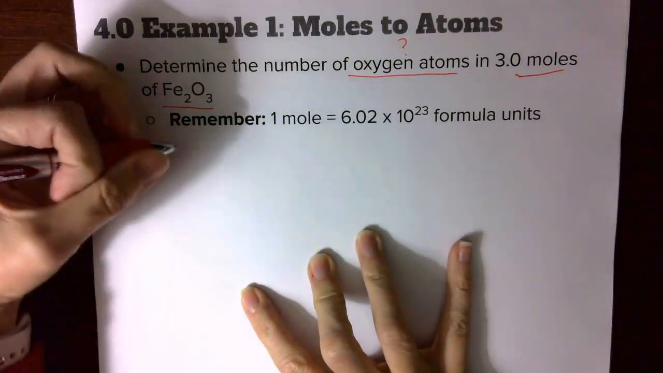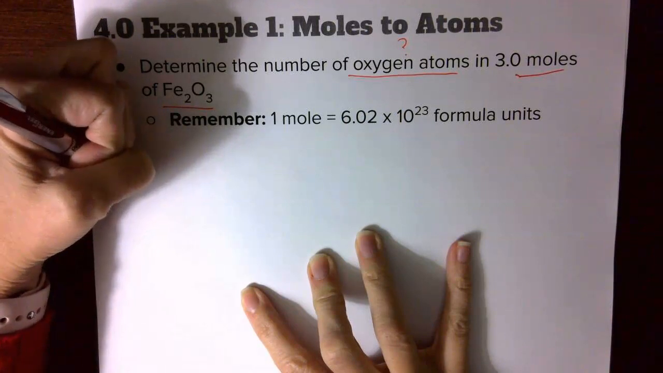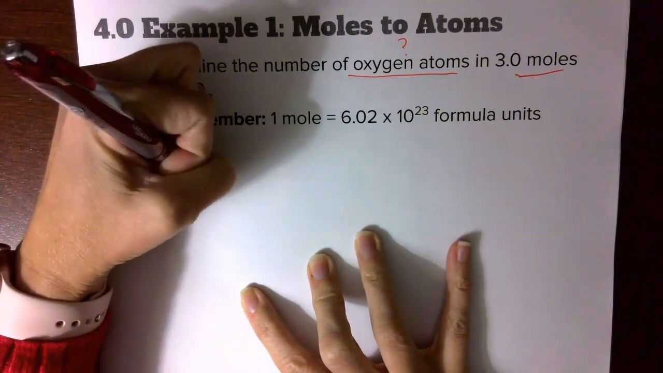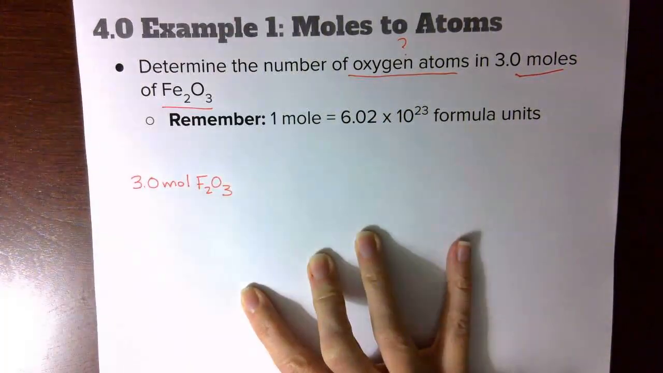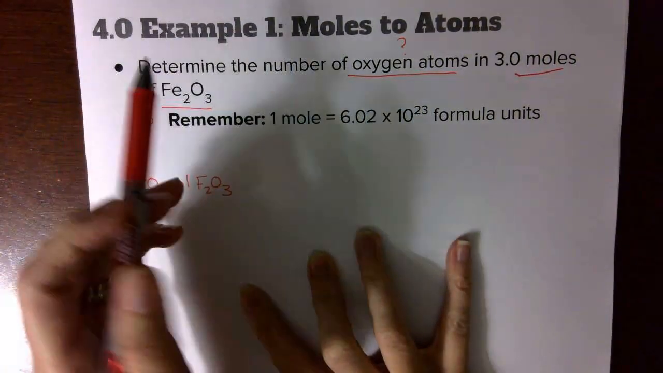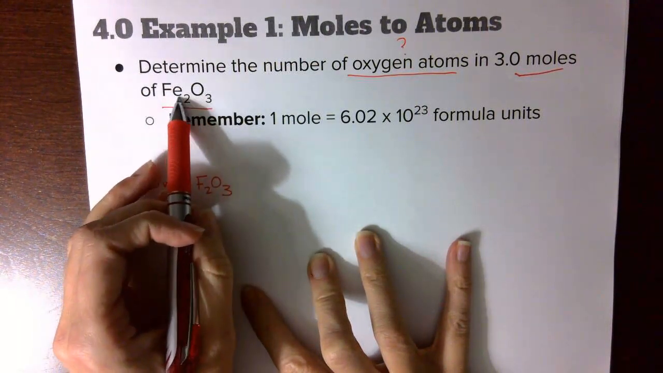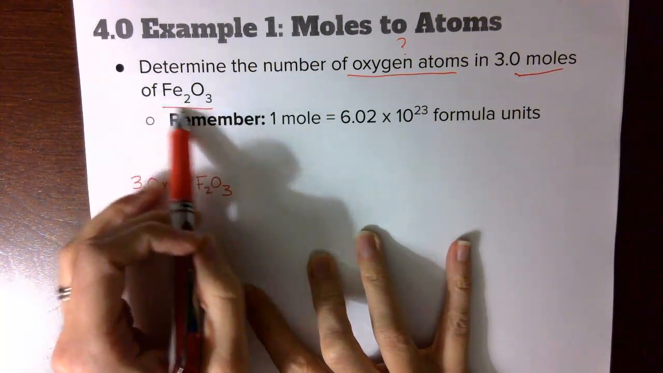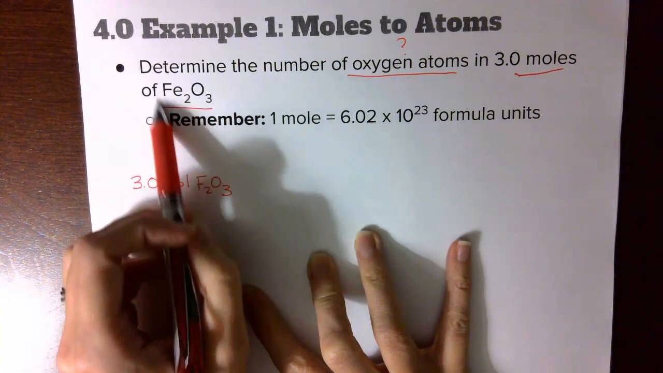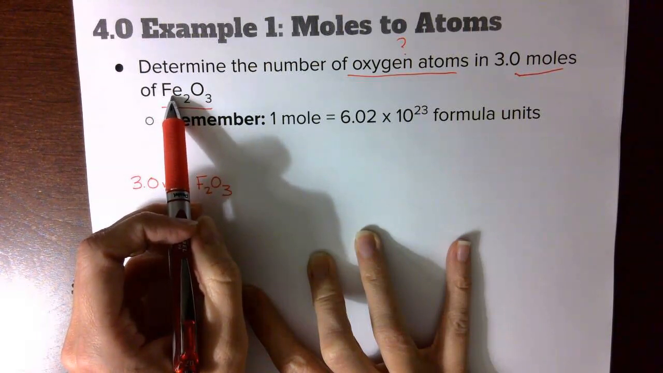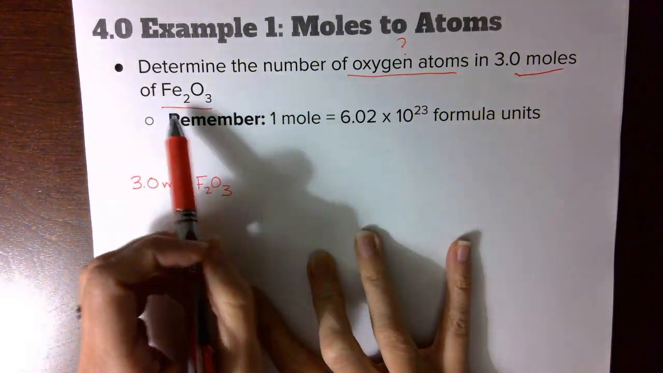Okay, so we're going to start by writing down our starting value, which is 3.0 moles of Fe2O3. All right, so the problem is in last unit we were just given elements. Here we're given a compound. So the number of formula units or of molecules of Fe2O3 is not equal to the number of atoms of oxygen. So we're going to actually have to do 2 steps here.